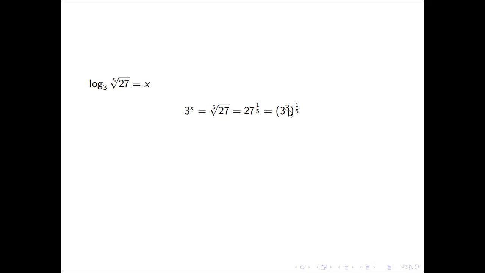And then by the laws of exponents, we multiply the exponents now. 3 times 1 over 5. So we get 3 to the x equals 3 to the 3 over 5, again obtained by multiplication. Now, they have the same base, so we equate the exponents and we're done. Okay, x equals 3 over 5. So that means the logarithm of the fifth root of 27 to the base 3 is 3 over 5.